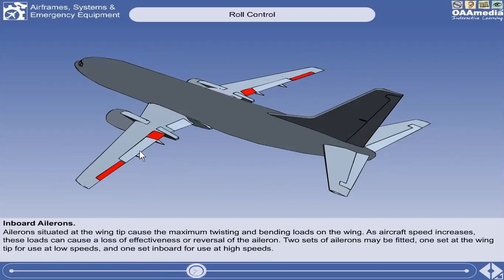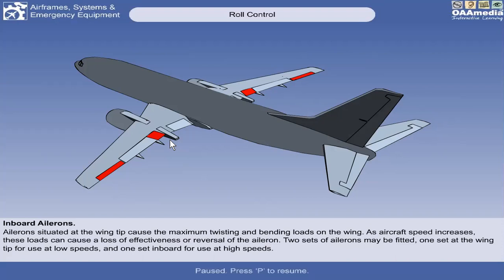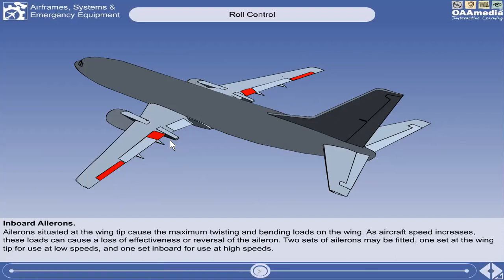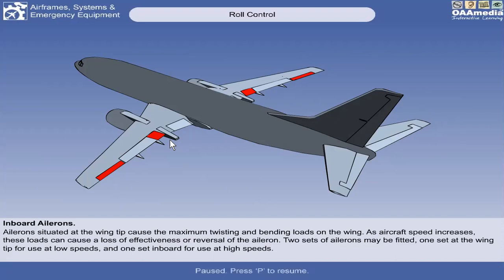Alternatively, two sets of ailerons are often fitted. One set at the wingtip for use at low speeds when the forces involved are low, and one set inboard for use at high speeds when the forces are greater and could cause greater structural distortion. Okay. There are some aircrafts wherein meron siyang inboard ailerons and outboard ailerons. Okay? Yung outboard ailerons, kadalasan tong ginagamit ng mga eroplano na fitted with those two during low speeds.